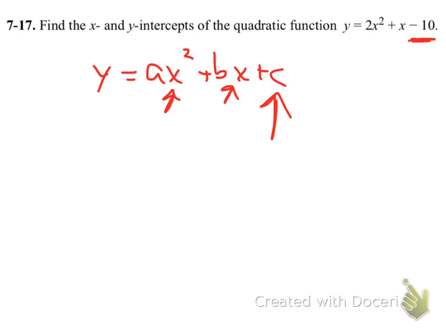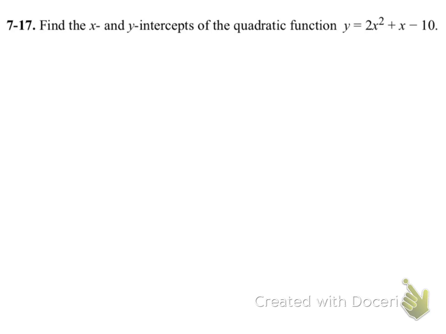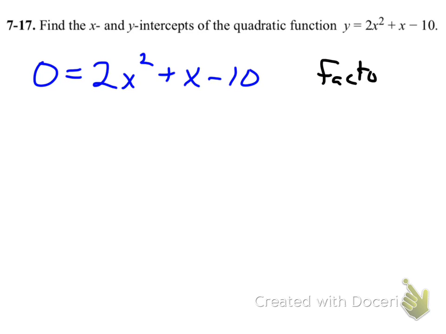Then taking a look at the x-intercepts, there's a little bit more work to go along with that. That means my y value is 0. So I have 0 equals 2x squared plus x minus 10. I have a few options here. You could try factoring, and if I factor it, I can use the zero product property. I could complete the square.